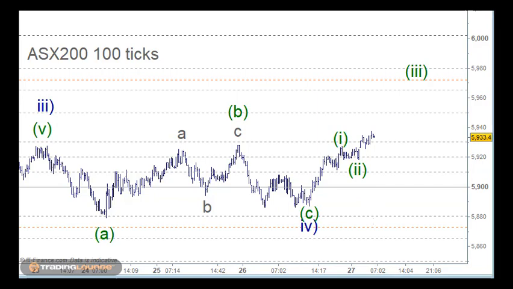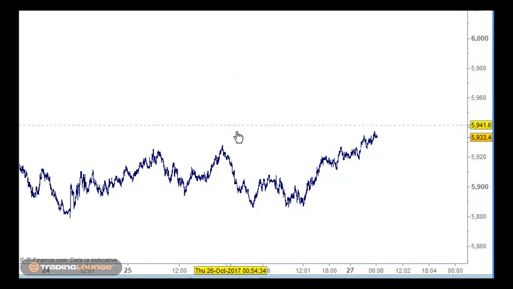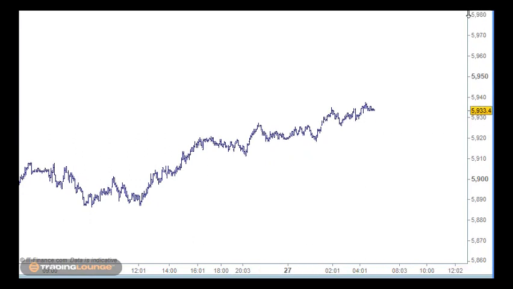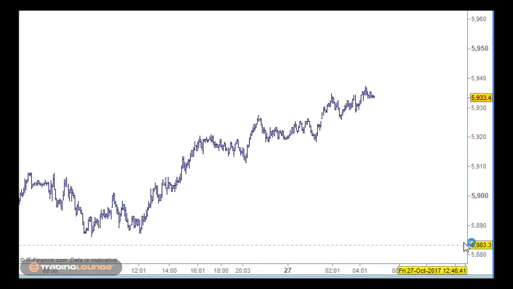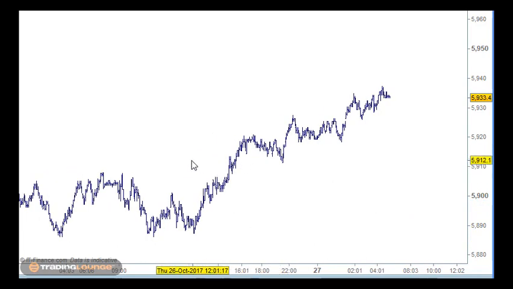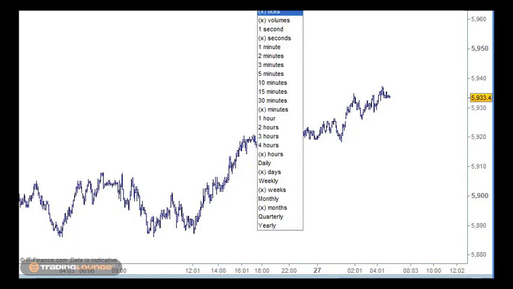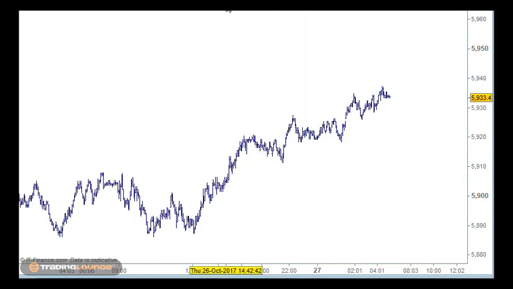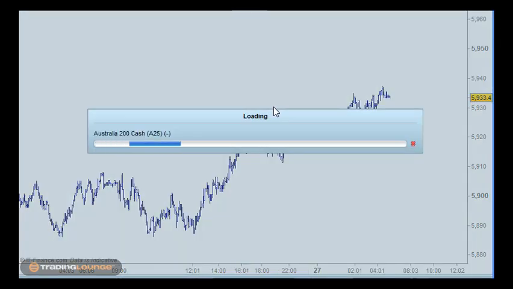So if I put this on 20 ticks here just for a moment, you'll see that it's got a lot more detail here. And I was asked about the 5 minute chart here as well, so I'll go to the 5 minute chart here. I'll just go back to the 100 here.